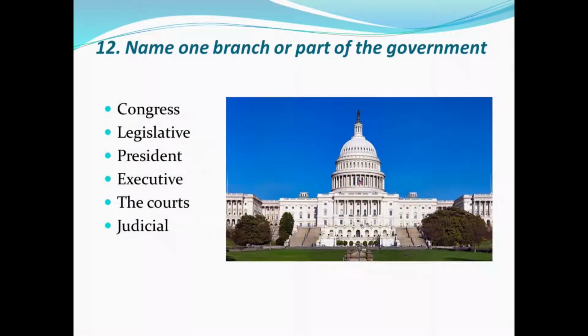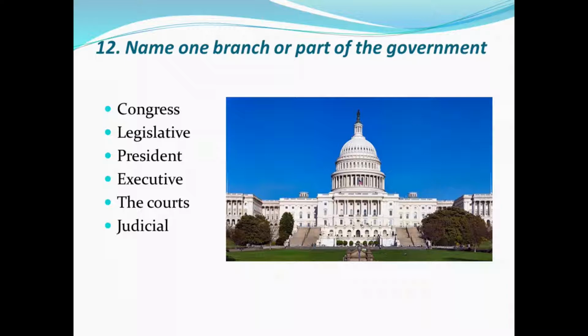Question number 12. Name one branch or part of the United States government. There's several answers. You can say Congress, the legislative branch, the president, executive branch, the courts, or the judicial branch. Those are all accepted answers when you go in for your civics test.